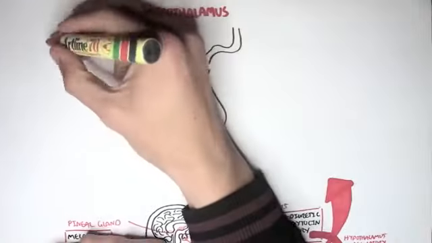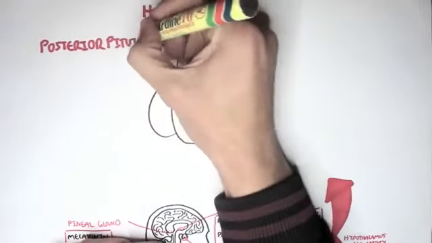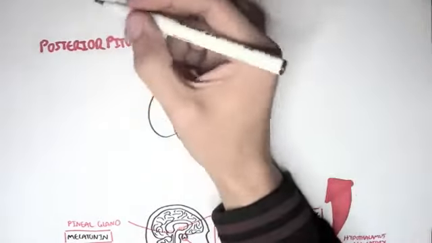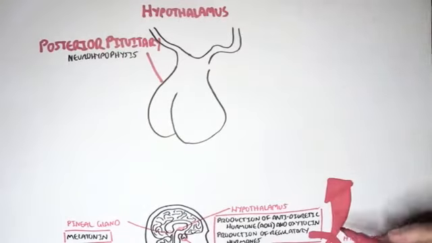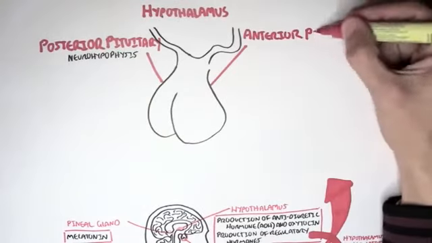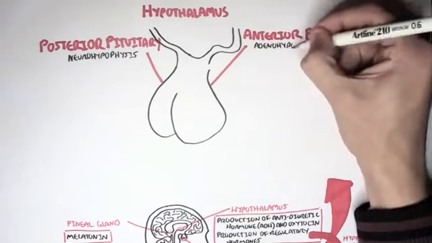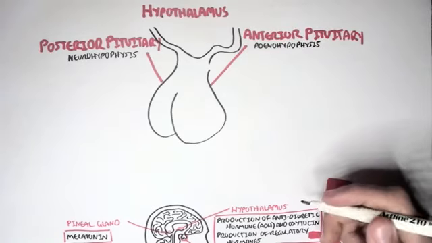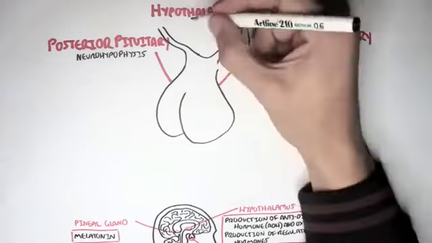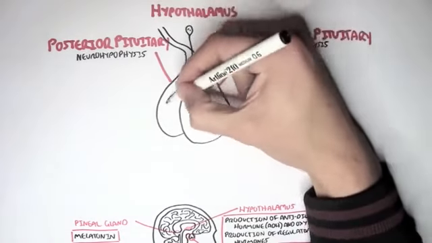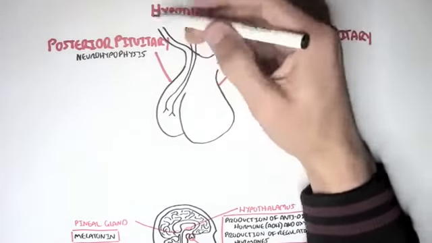The pituitary gland consists of two lobes. One is called the posterior pituitary, which is at the back. It's also known as the neurohypophysis. And then we have the anterior pituitary, also known as the adenohypophysis. I hope I'm pronouncing that right. Anyway, let's first look at the posterior pituitary and what it secretes.